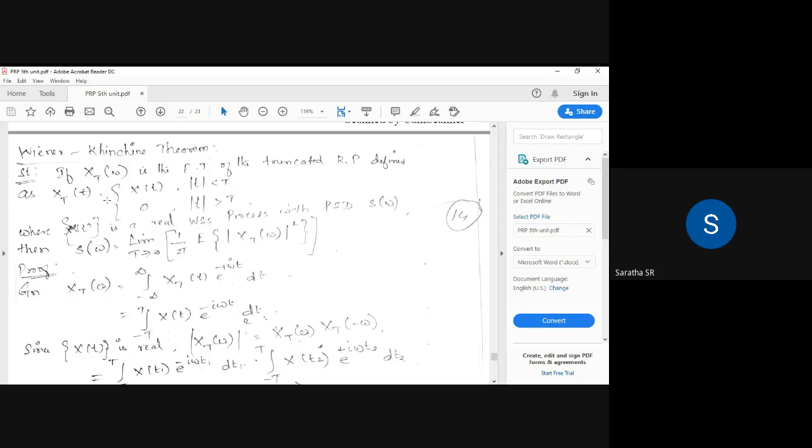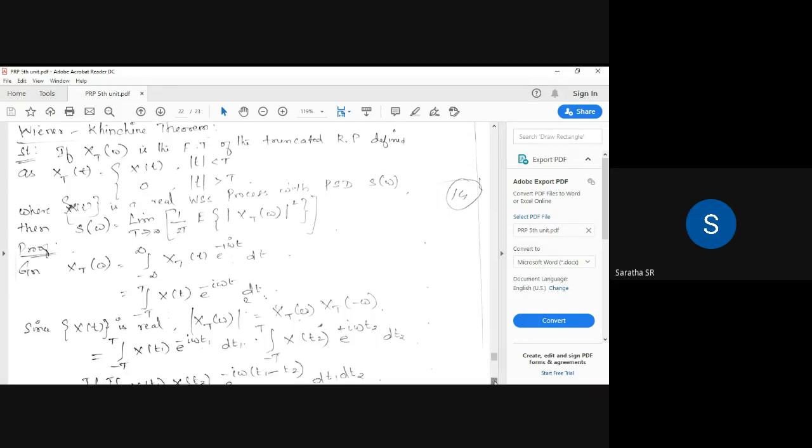So first you will find the value XT of omega. XT of omega is the Fourier transform of XT of t. So we write the definition of the Fourier transform for this. Here the function is XT of t e power minus j omega t dt. We know that XT of t is applicable only for modulus t less than T, and other values are 0. Because of that we take the limits minus T to T, where the value is x of t. So we replace that value here. We have to prove this statement.